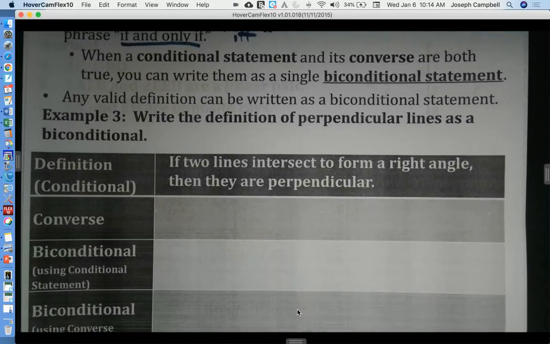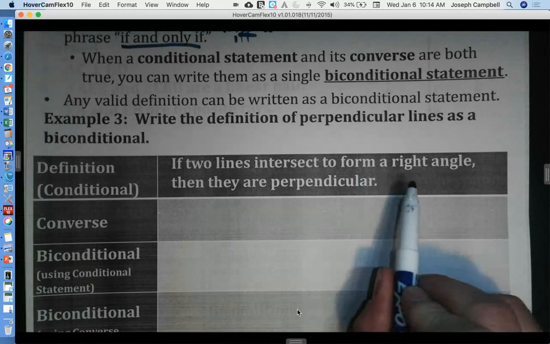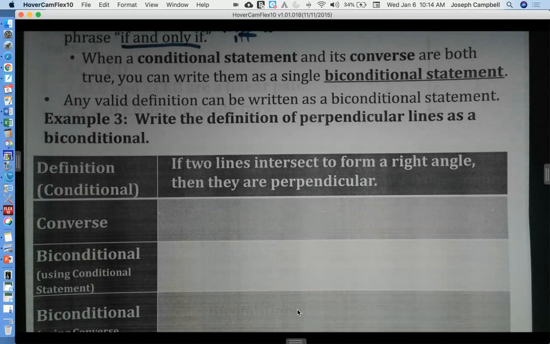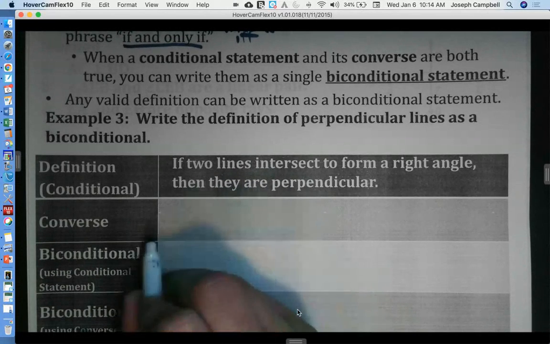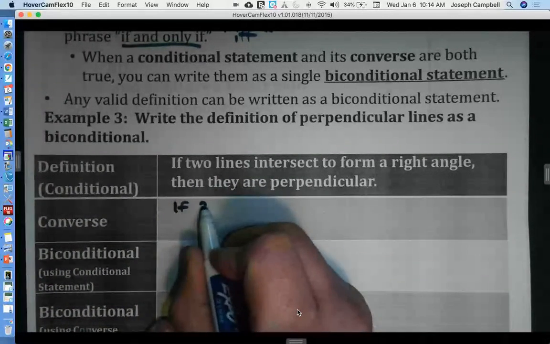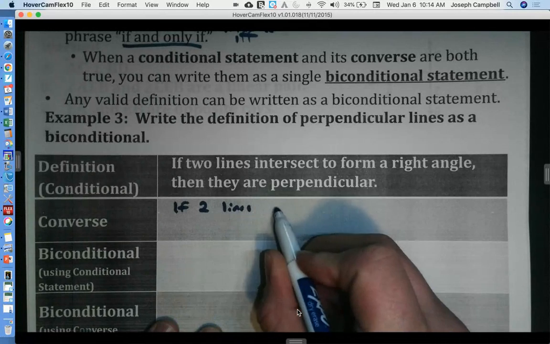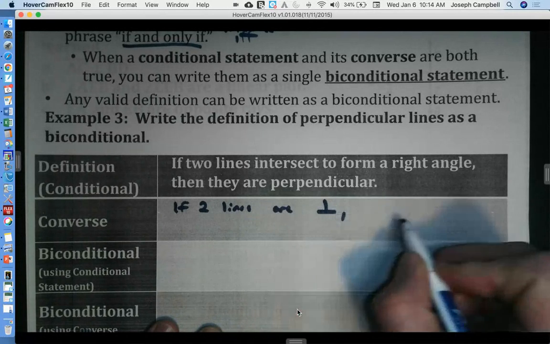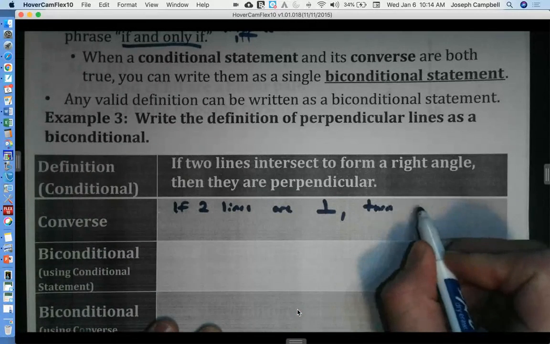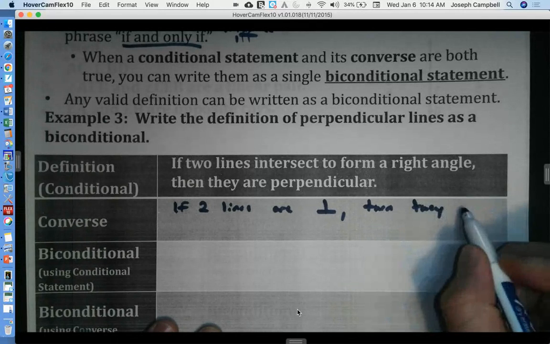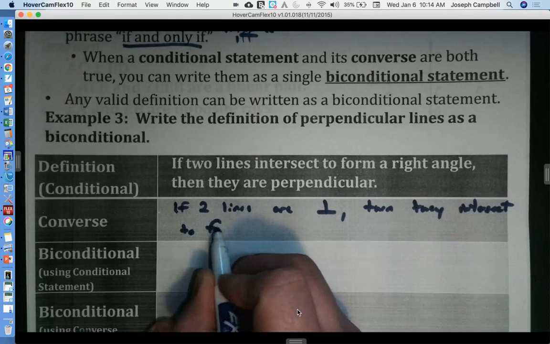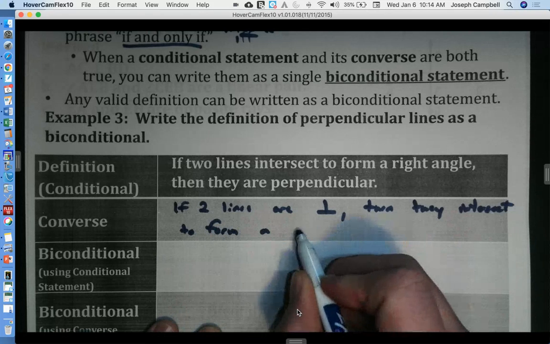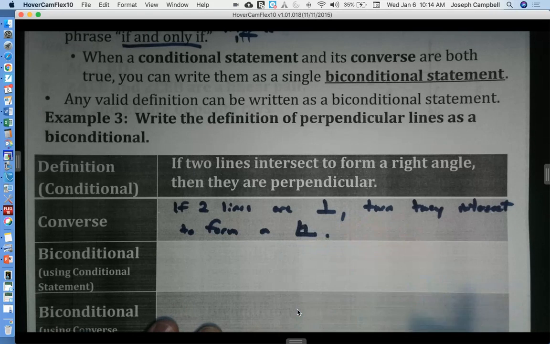So let's take a look. If two lines intersect to form a right angle, then they are perpendicular. The converse would be, switch P and Q, if two lines are perpendicular, then they intersect to form, I'm going to use the symbol, a right angle.